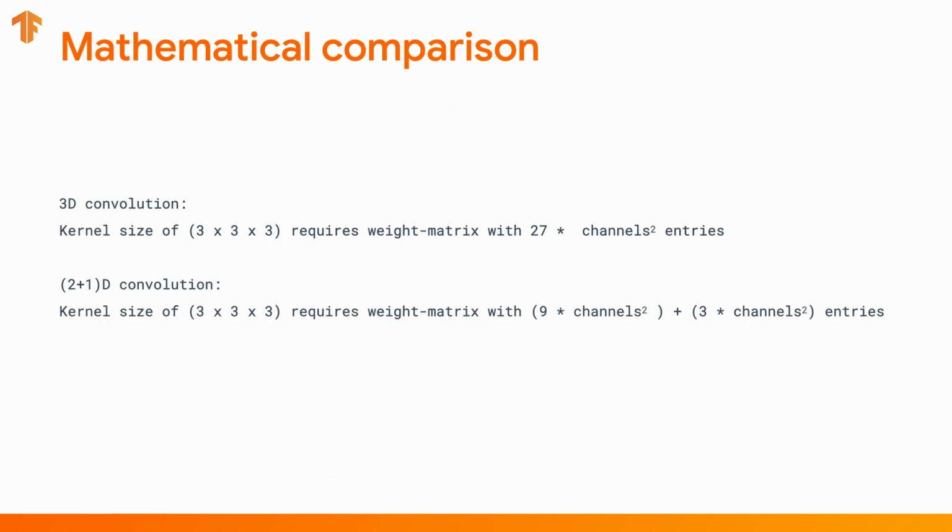A 3D convolutional layer with a kernel size of 3 by 3 by 3 would require a weight matrix with 27 times channel squared entries. When we split a 3D convolution into spatial and temporal aspects, we reduce the amount of parameters used. Instead of having a 3 by 3 by 3 filter, we have a 3 by 3 by 1 plus 1 by 1 by 3 filter, which results in a 9 times channel squared plus 3 times channel squared entries.